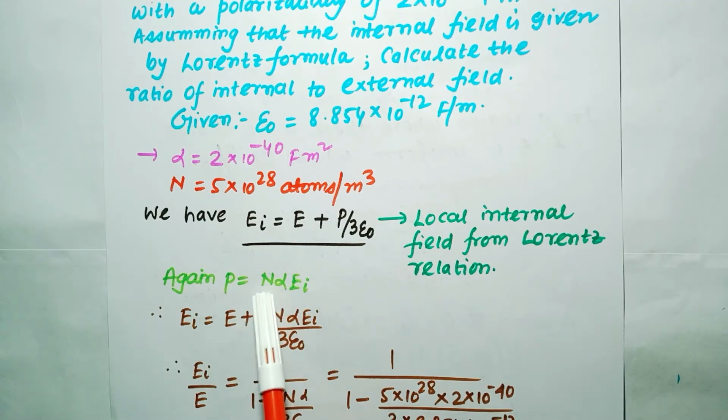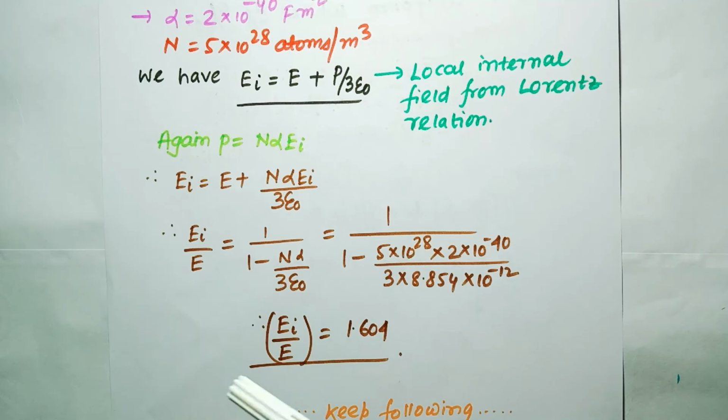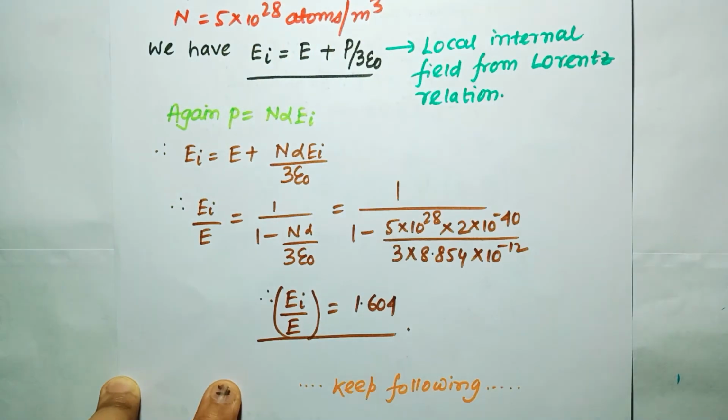So if I put the value of P in this equation, I will get that E_i is equal to E plus N alpha E_i divided by 3 epsilon naught. Now E_i by E becomes 1 divided by 1 minus N alpha by 3 epsilon naught. If I put the values of N, alpha, 3 and epsilon naught, I have this ratio E_i by E equal to 1.604. So this is the ratio of the internal to external field, that is E_i by E is equal to 1.604.